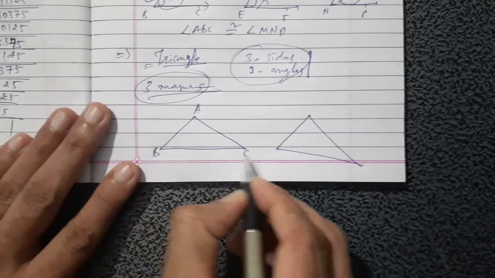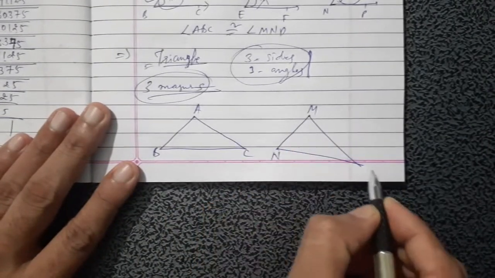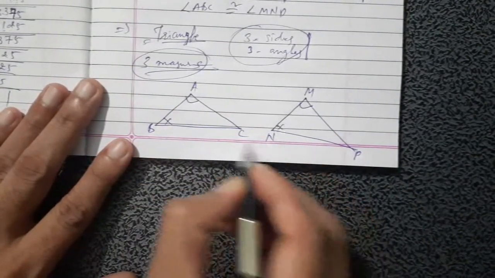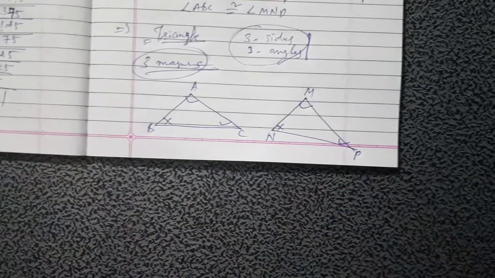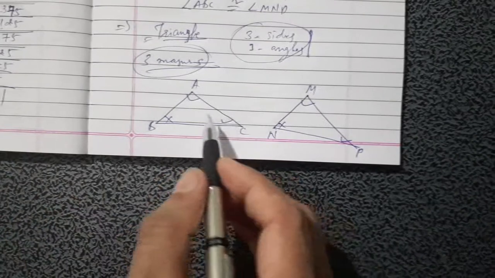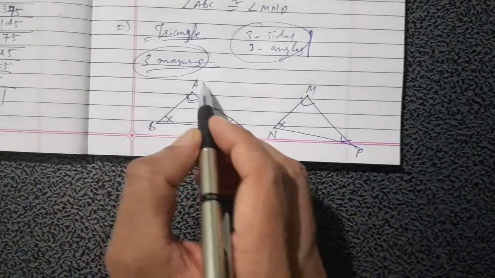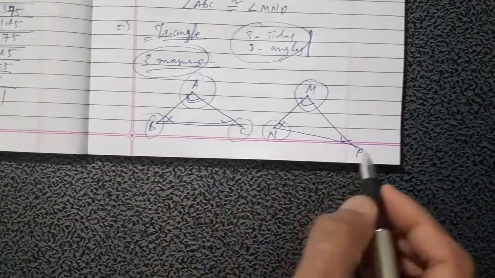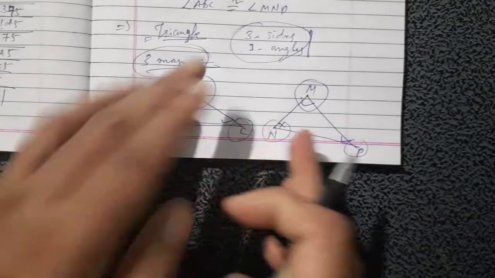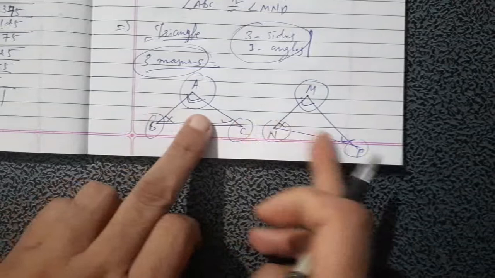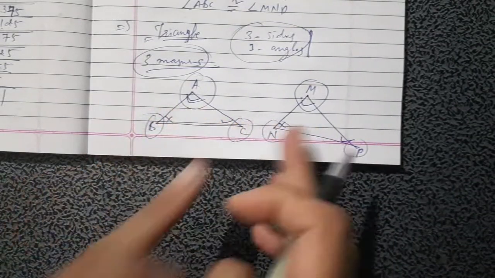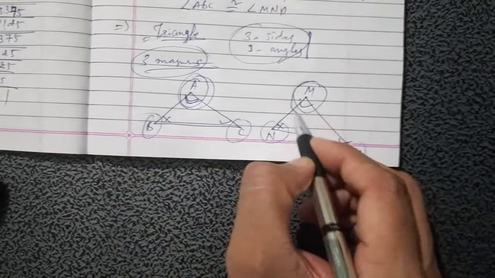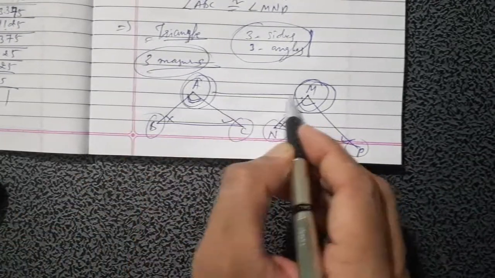Now suppose two triangles ABC and MNP. Suppose A and M are equal, B and N are equal, C and P are equal. So these two angles are equal, and when you compare them, any one angle has the same measurement in the other triangle.